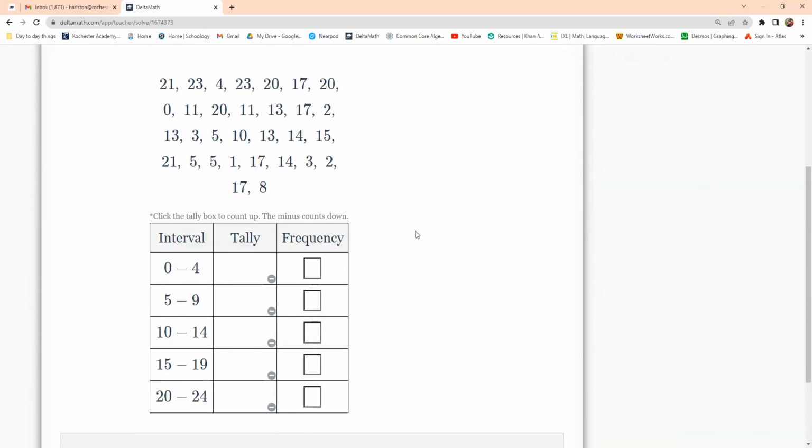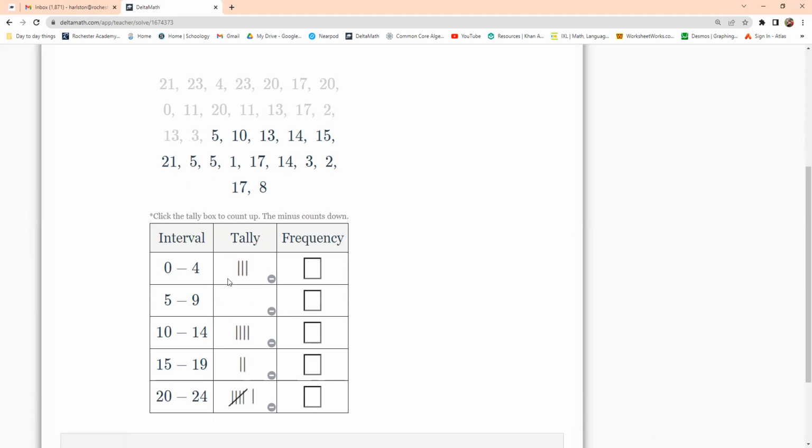I'm not going to do this one because there's a bunch of them, but you just make sure when you click this, go to that box and tally it. 23, click it, go here. 4, click it, so that you don't double count anything. 23, click it. 20, click it. 17, click it. 20, click it. 0, click it. 11, click it. 20, click it. 11, click it. 13, click it. 17, click it. 2, click it. 13, click it.